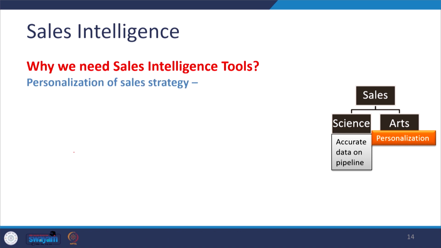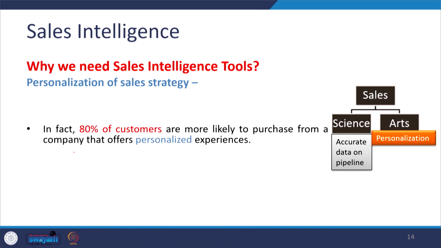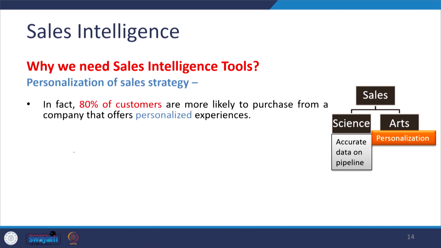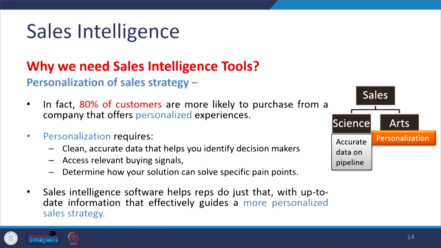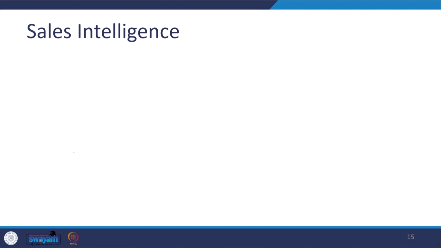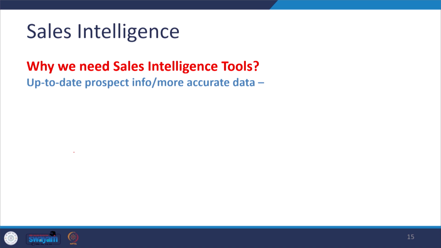So, why do we need sales intelligence tools? We can have a personalization of sales strategy, right. In fact, 80% of customers are more likely to purchase from a company that offers personalized experiences. Personalization requires clean, accurate data that helps you identify decision makers. It requires access to relevant buying signals, and it also requires determining how your solution can solve specific pain points of your customers. Sales intelligence software will help representatives do just that with up-to-date information that effectively guides a more personalized sales strategy.